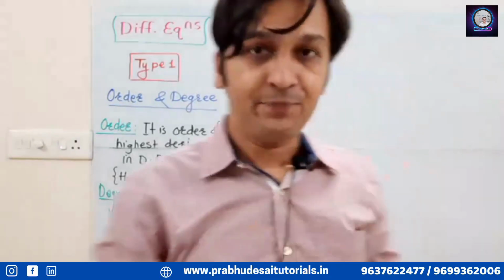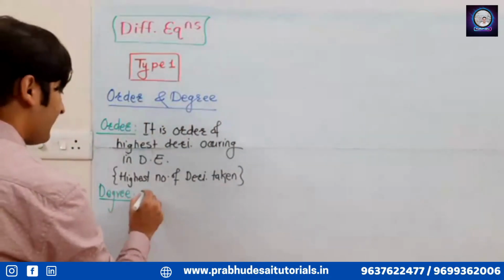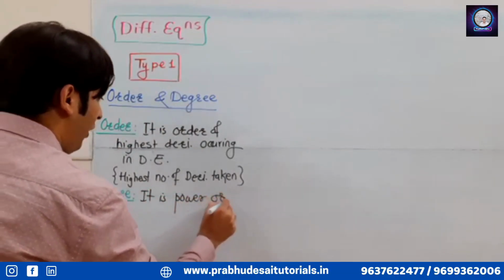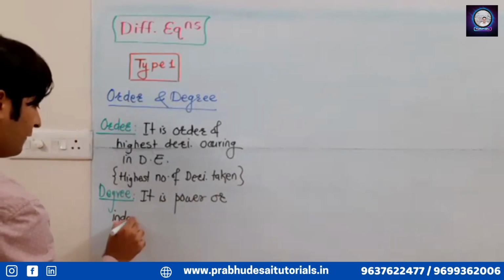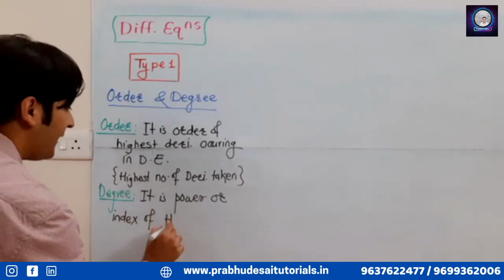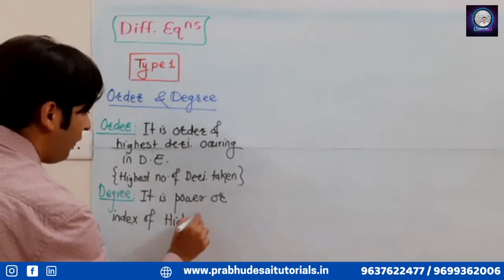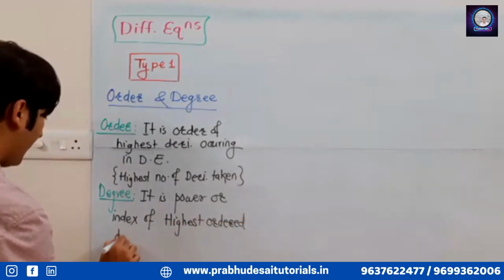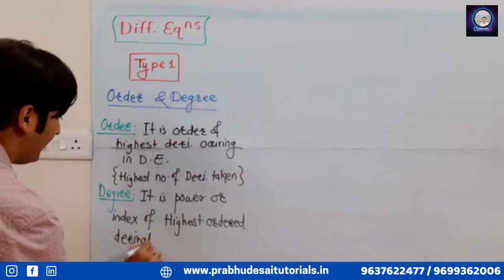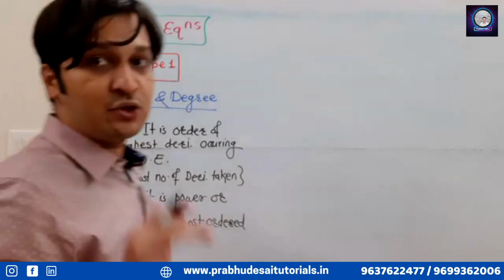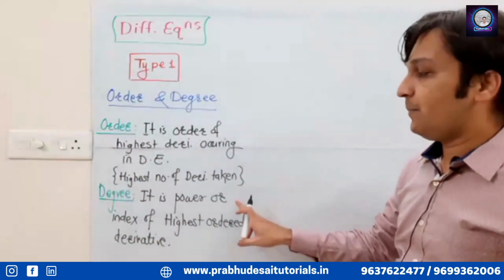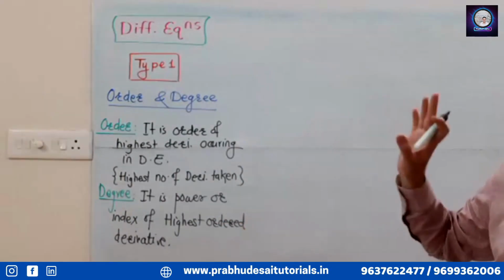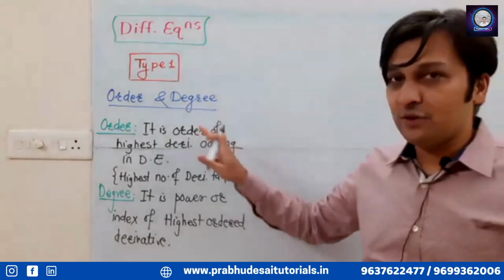And what is degree? It is the power or index of the highest ordered derivative. I repeat, it is the power or index of the highest ordered derivative. Then it is called degree. Remember. So write first order.